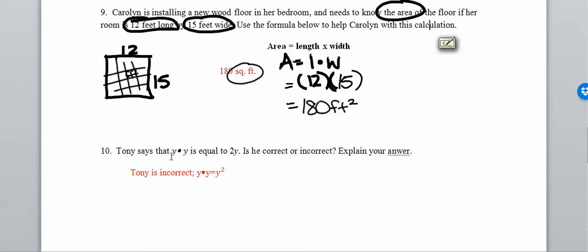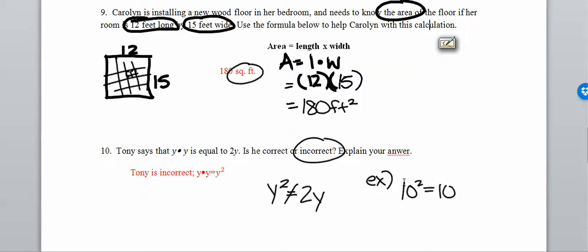In this one, number 10, Tony says that y times y is equal to 2y. He is incorrect because y times y equals y squared, and that is not equal to 2y. You can even give an example if you would like to. For example, 10 squared gives you 100, while 2 times 10 only gives you 20, and 100 does not equal 20. So he's incorrect.